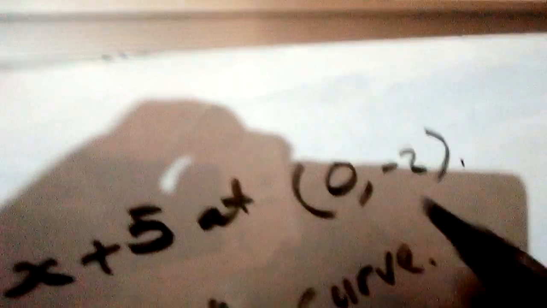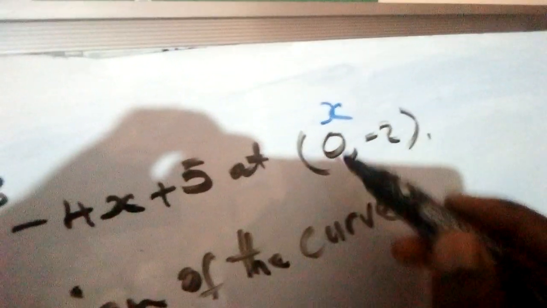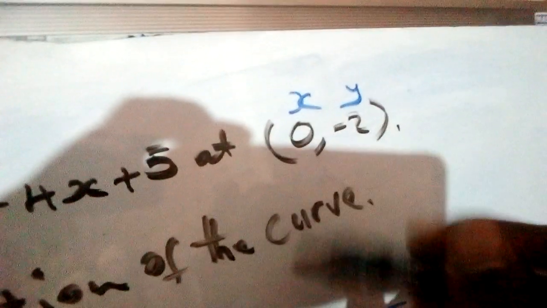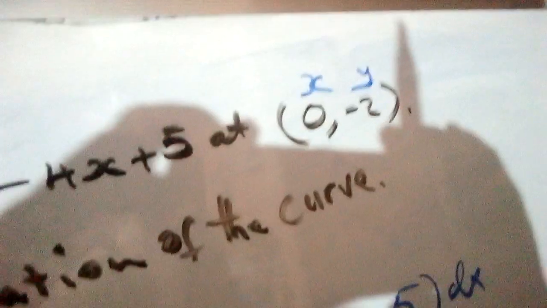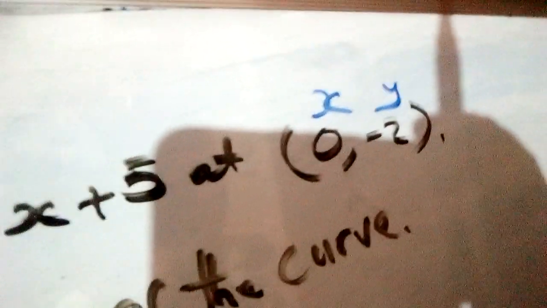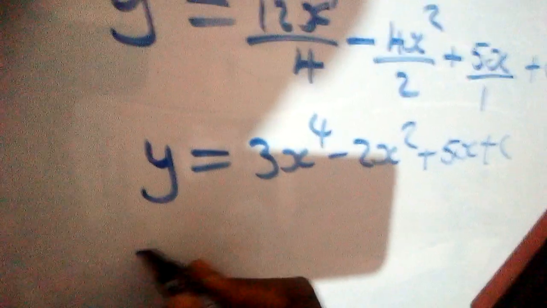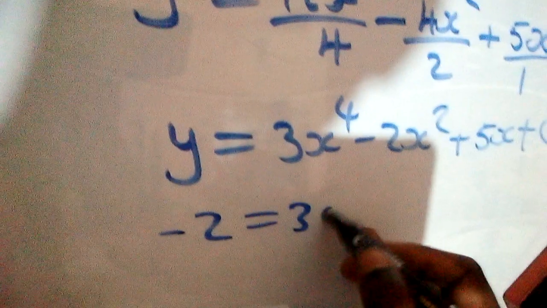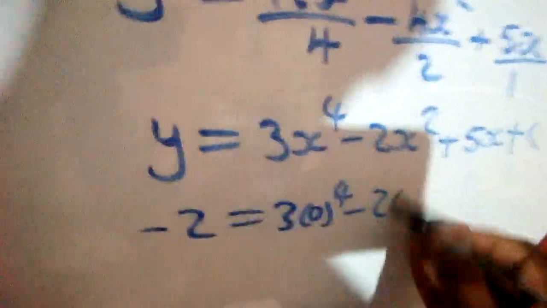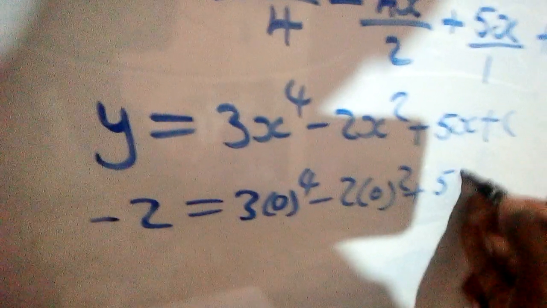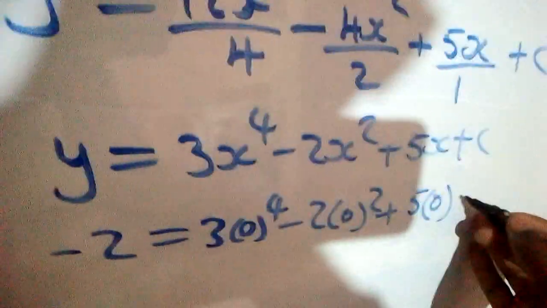Now remember, we're given that at a point where the x value is 0, the y value is minus 2. So I'm going to plug in these two values of these two variables x and y. Where we have the x, we're going to put 0, and where we have the y, we're going to put minus 2. So we have minus 2 equals 3 times 0, minus 2 times 0, plus 5 times 0, and then plus c.